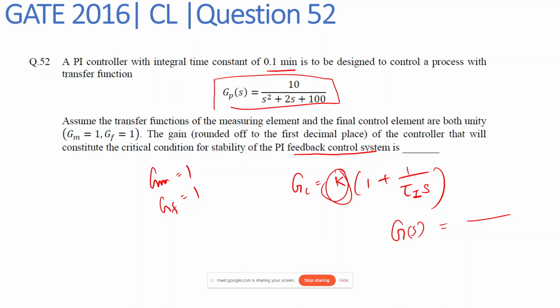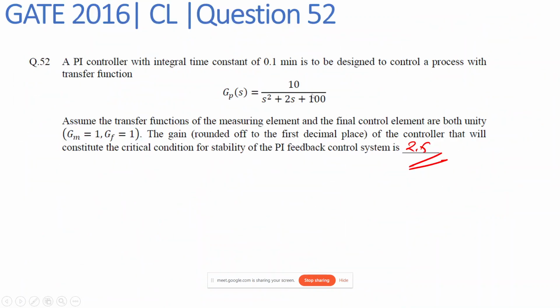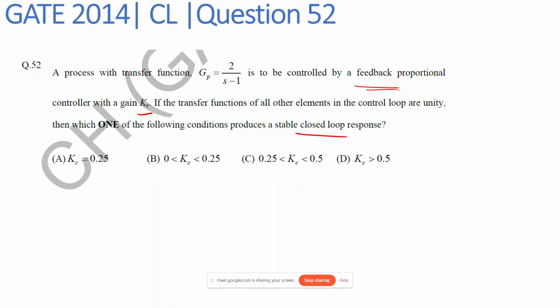So we looked at this question in which we had to first draw the block diagram of the closed loop system and then use the Routh array to find the value of the controller gain. So the next question, we can just look.